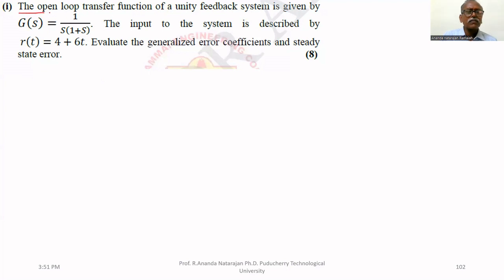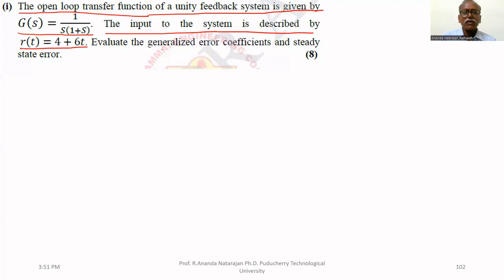The open loop transfer function of a unity feedback system is given by G(s) = 1 upon s multiplied by (s + 1). The input to the system is described by r(t) = 4 + 6t. Evaluate the generalized error coefficients and steady state error coefficients.